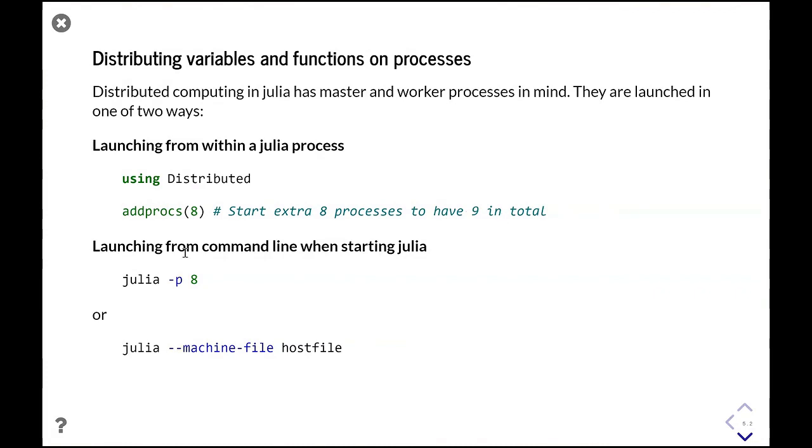Or the other way of launching from the command line is to use the command julia with the option -p 8. Bear in mind, this is creating 8+1 processes, with 1 as the main process, pretty much doing nothing, but with 8 workers. Or on a cluster, we can use the option julia --machine-file hostfile to launch processes on specific nodes. Well, we'll come to that example at the end.